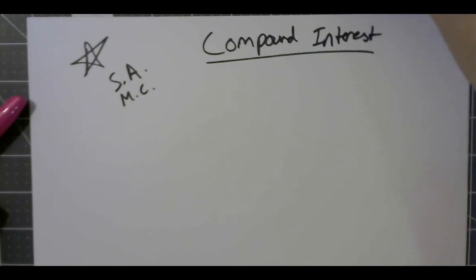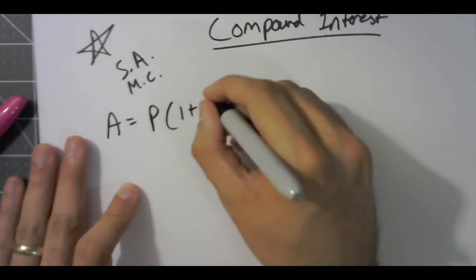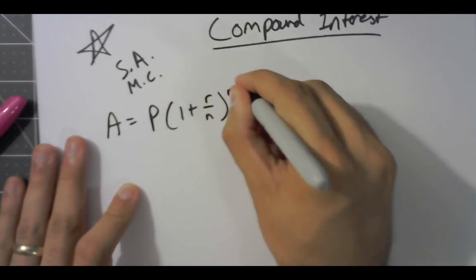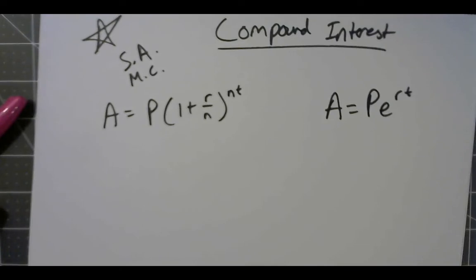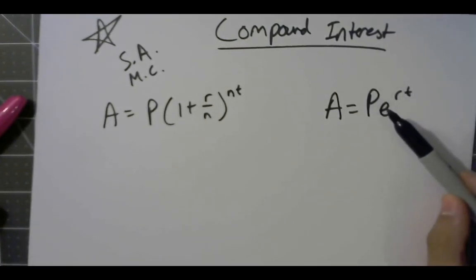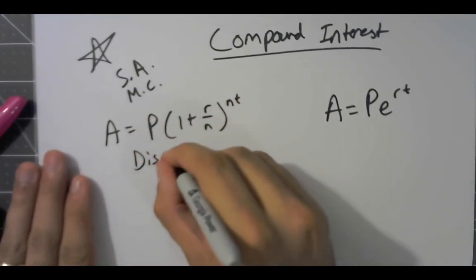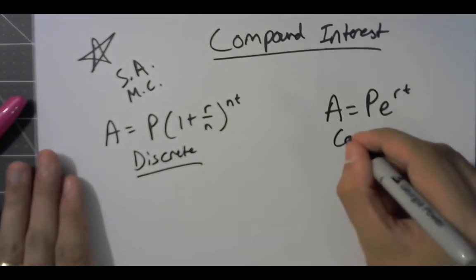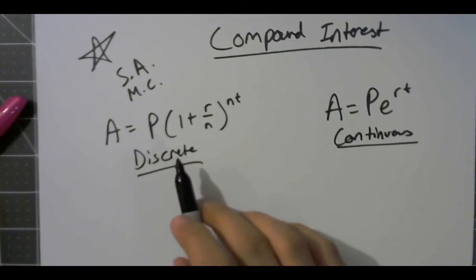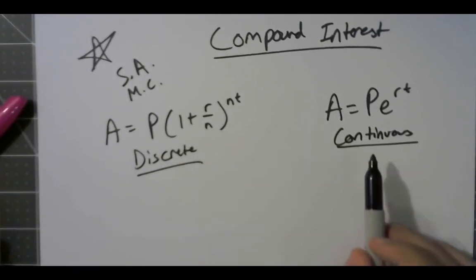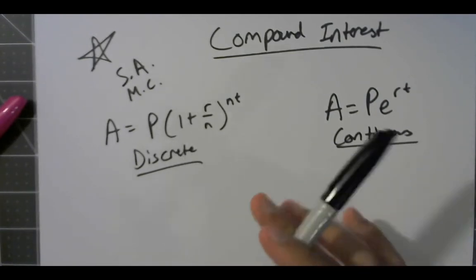We have 2 equations. We have A equals P, 1 plus R over N to the NT, and A equals P e to the RT. Hopefully that's clear that the R and the T are in the exponent and the P and the E are down here. This one is discrete. This one is continuous. It means this one is growing at certain times, while this one is always, always, always growing.